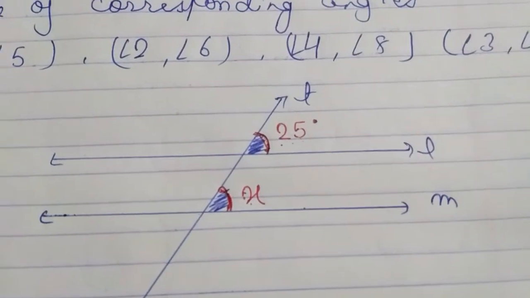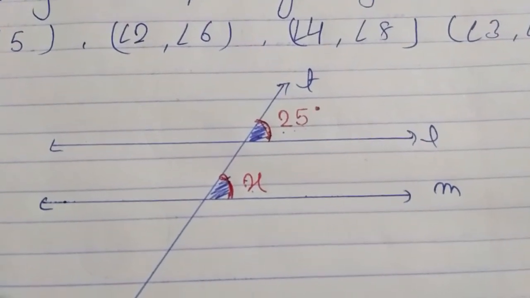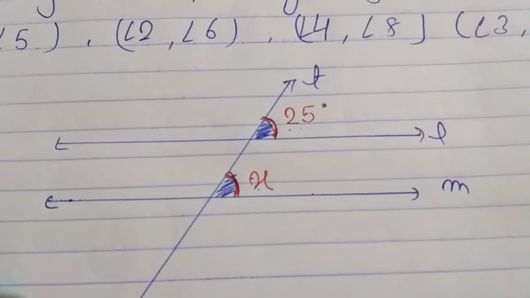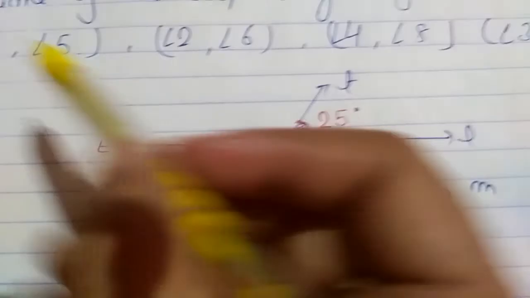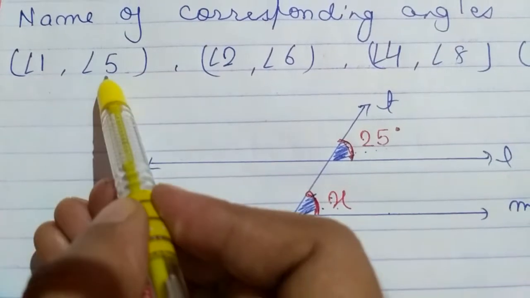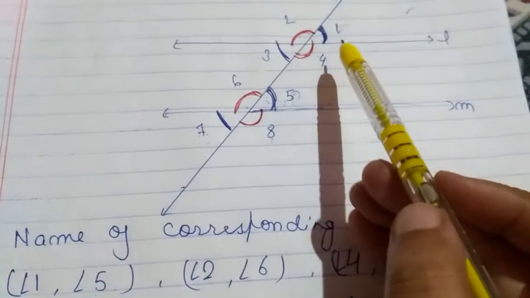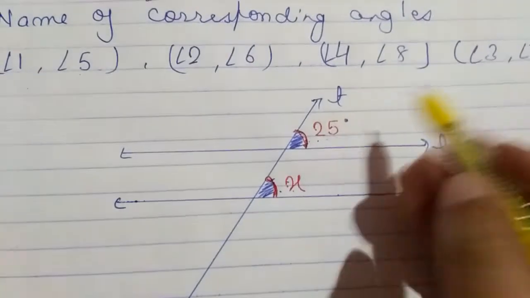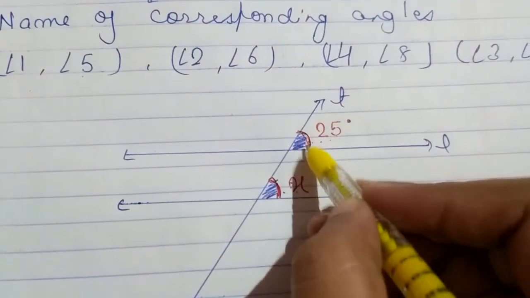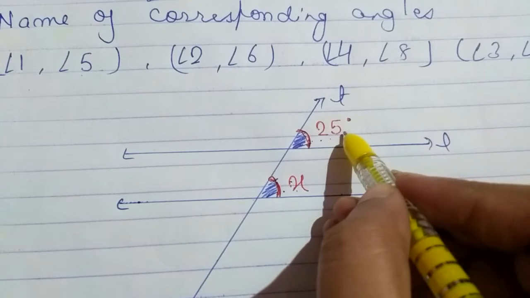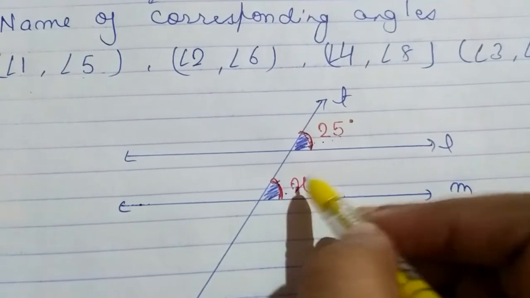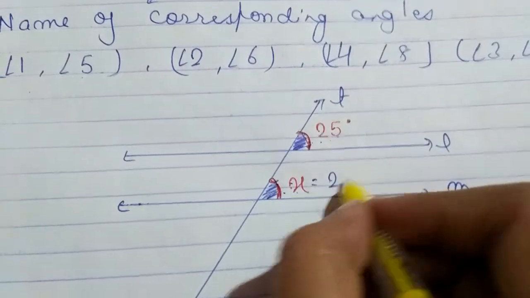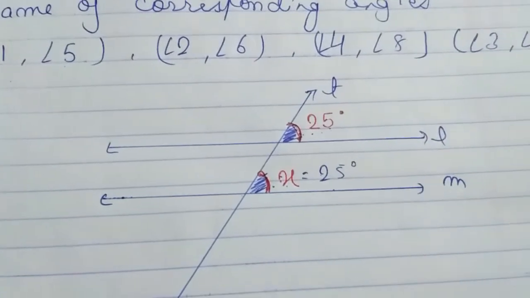The pair of corresponding angles are equal to each other. That means angle 1 and angle 5, it is given here, angle 1 and angle 5. Also on top you can see angle 1, angle 5. Okay, so if this angle is given as 25 degrees, then damn sure the value of this x is also 25 degrees.